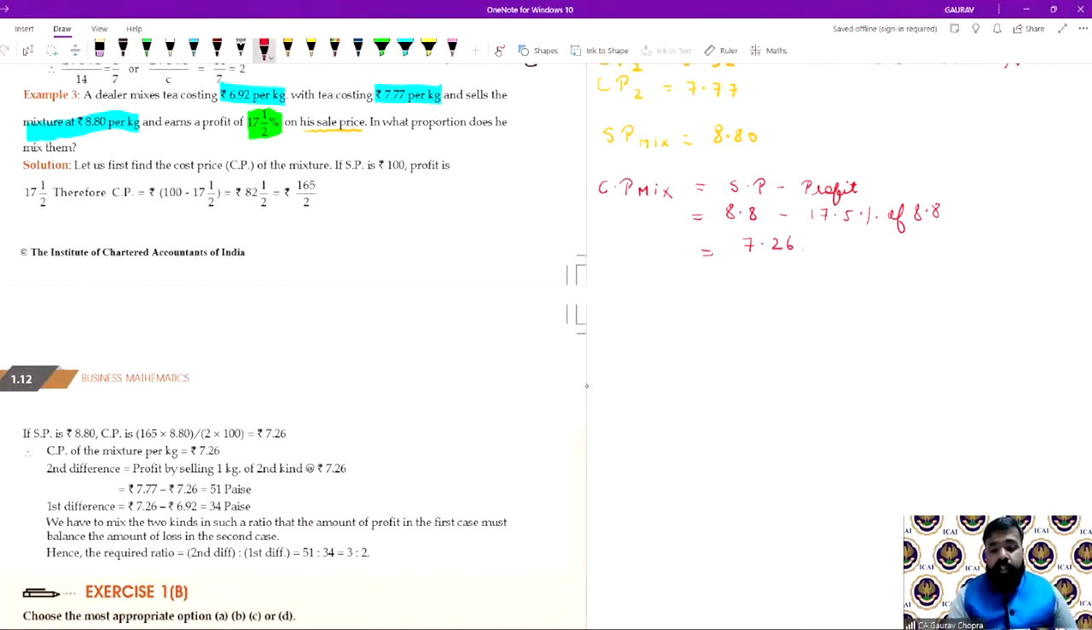Now we have to find the ratio or the proportion in which we have done the mixing. So 7.26, we are writing in the middle. The cost price of one is less than 7.26, so it is 6.92. And the cost of the other side is 7.77.